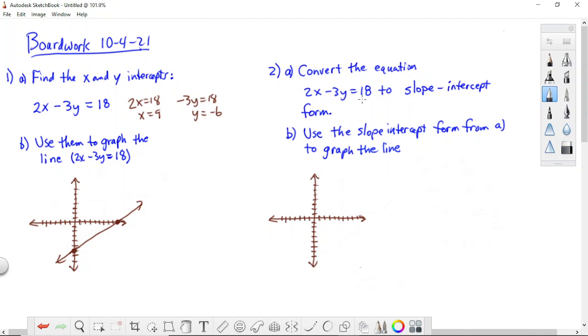Convert this same equation to slope-intercept form, and then we're going to use that to graph the line. So you know how to do this, right? You just solve it for y, get y by itself on the left. So we subtract 2x from both sides. On the left, it leaves negative 3y. On the right, we write it in this order, negative 2x plus 18. Now we divide both sides by negative 3. Okay, and that means divide each term by negative 3.